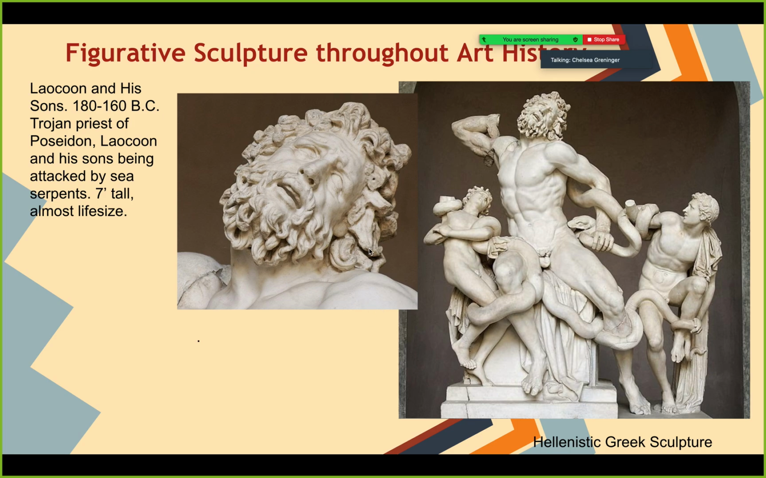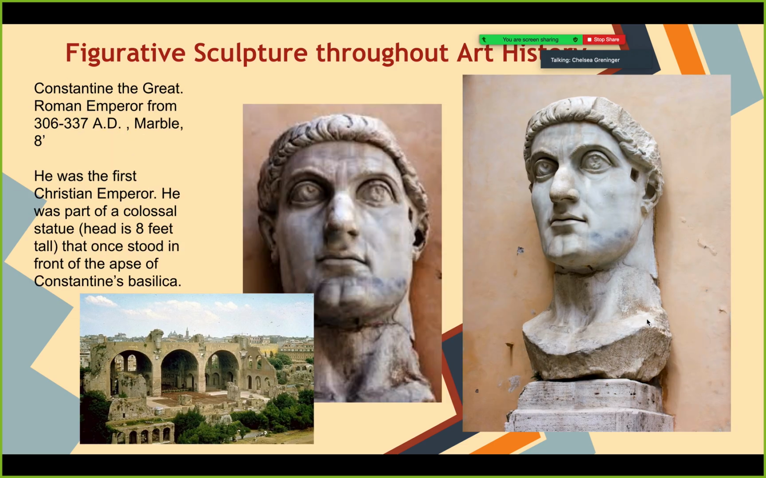But look at the detail in the beard, in the hair, the fabric, the snake, everything. The expressions on their faces, super, super emotional. This is Constantine the Great, Roman Emperor from 306 to 337 AD. This head is 8 feet tall.